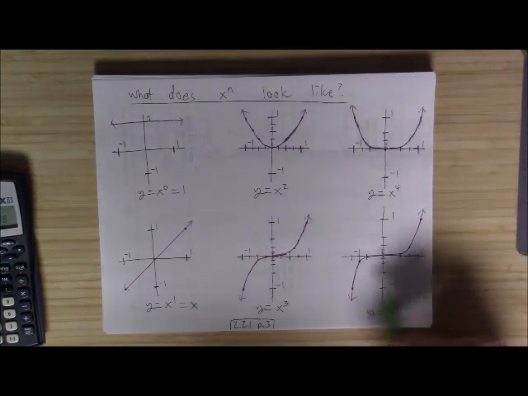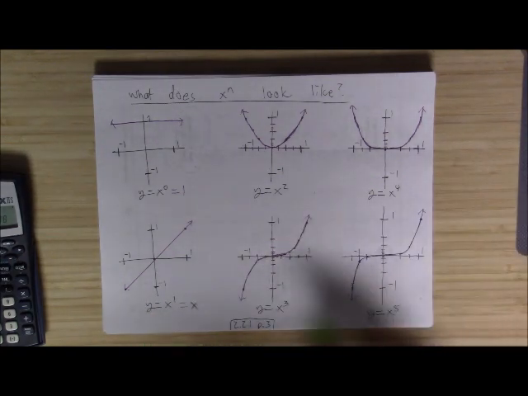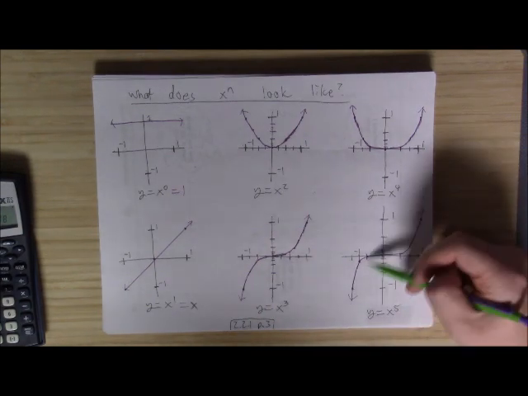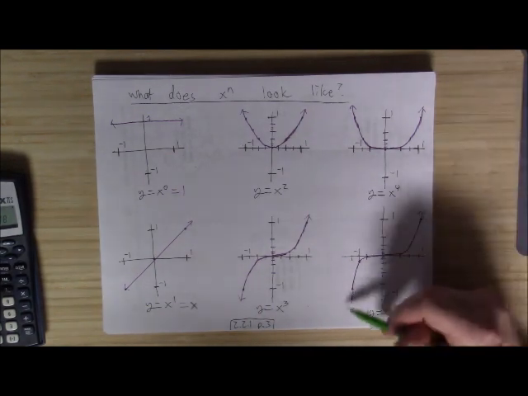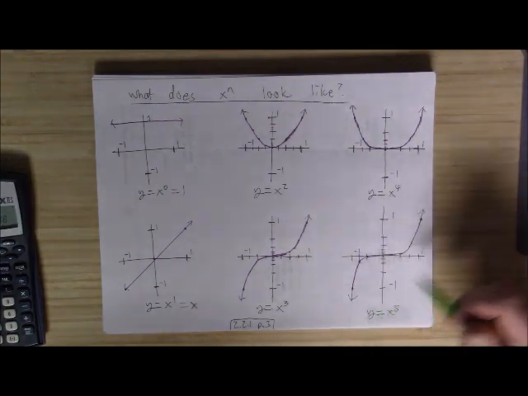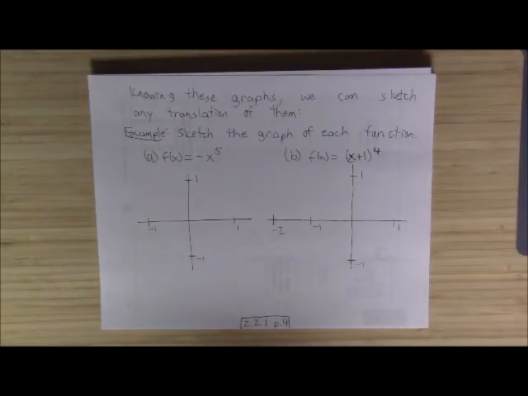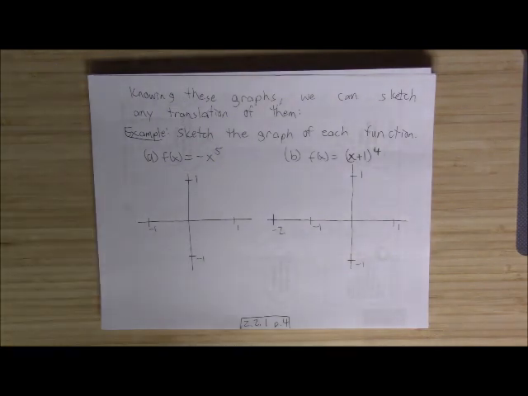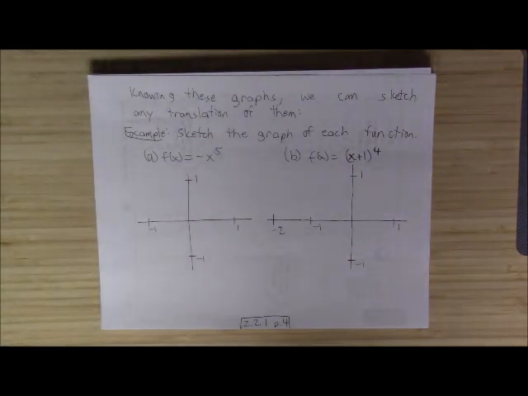But again, notice here, all of these are continuous and they are all smooth. So again, I didn't just sort of connect the dots with lines. I know that they have to be smooth. Okay. Of course, once you have new parent functions, you then can go ahead and sketch translations of them. So let's go through and sketch a graph of each of these functions.